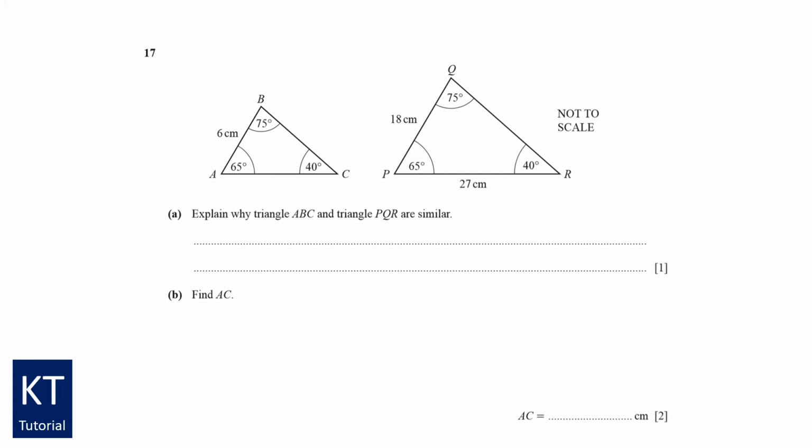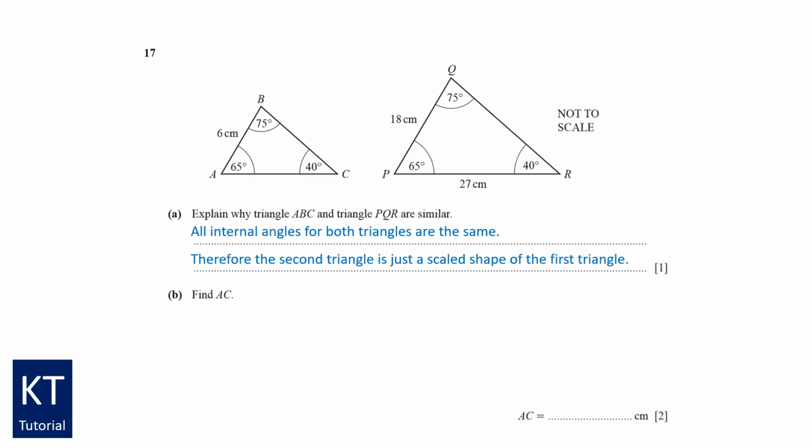Question 17. Explain why triangle ABC and triangle PQR are similar. It is because all internal angles for both triangles are the same. Therefore, the second triangle is just a scaled shape of the first triangle. Next, find AC. Here, the ratio of AC to PR should be the same as the ratio of AB to PQ.